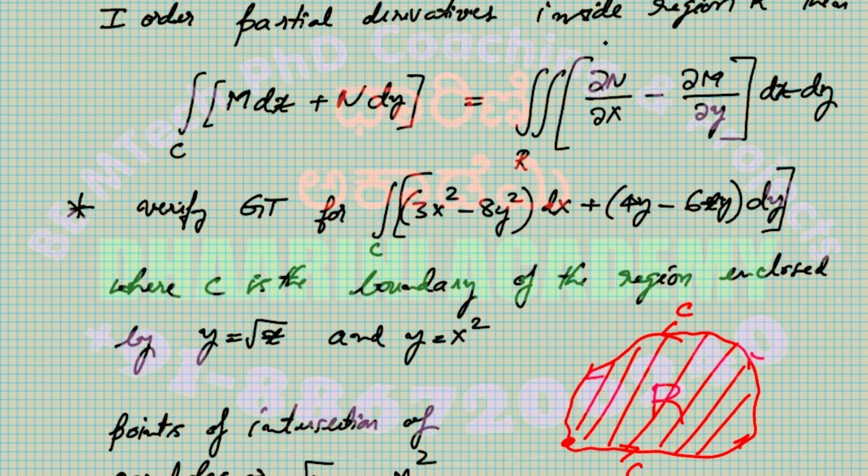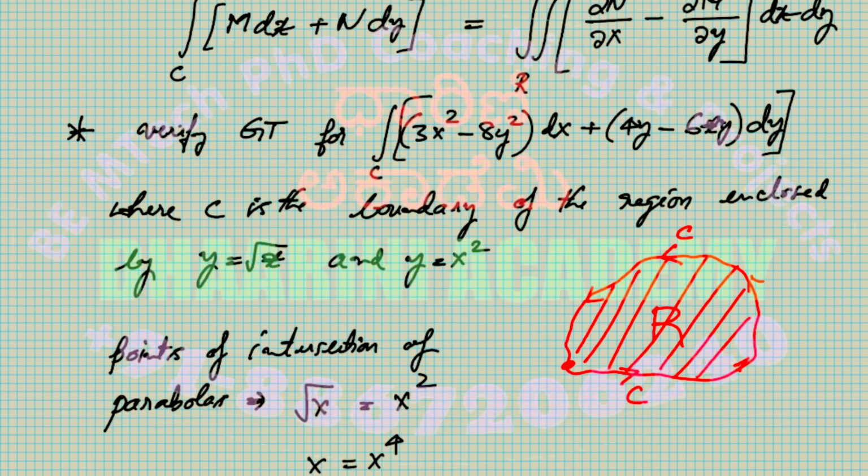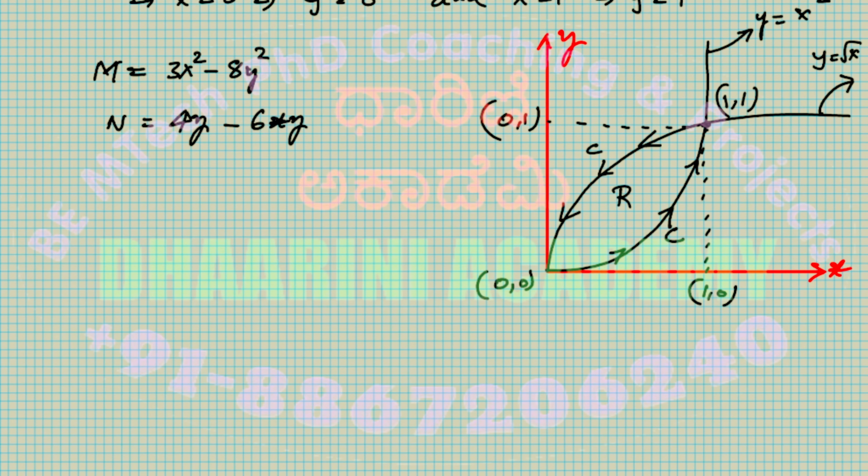I need the dou N by dou x and dou M by dou y to substitute on the right hand side. Correct? Yes. If you subtract double integral minus single integral, the result is zero. The result should be zero. That's also another approach. Okay. Yeah, that's correct.